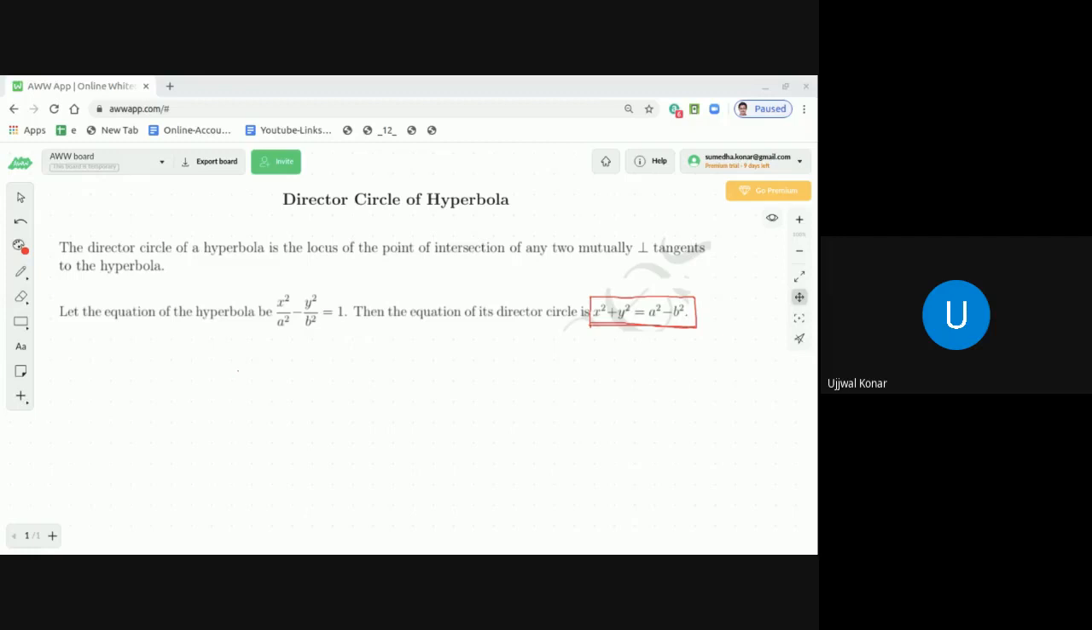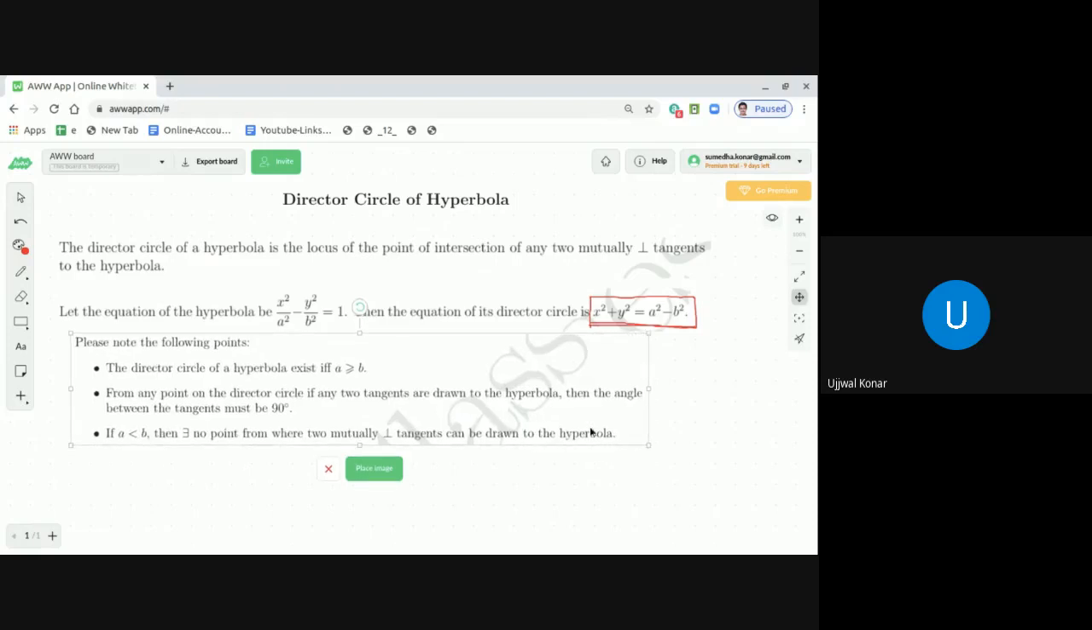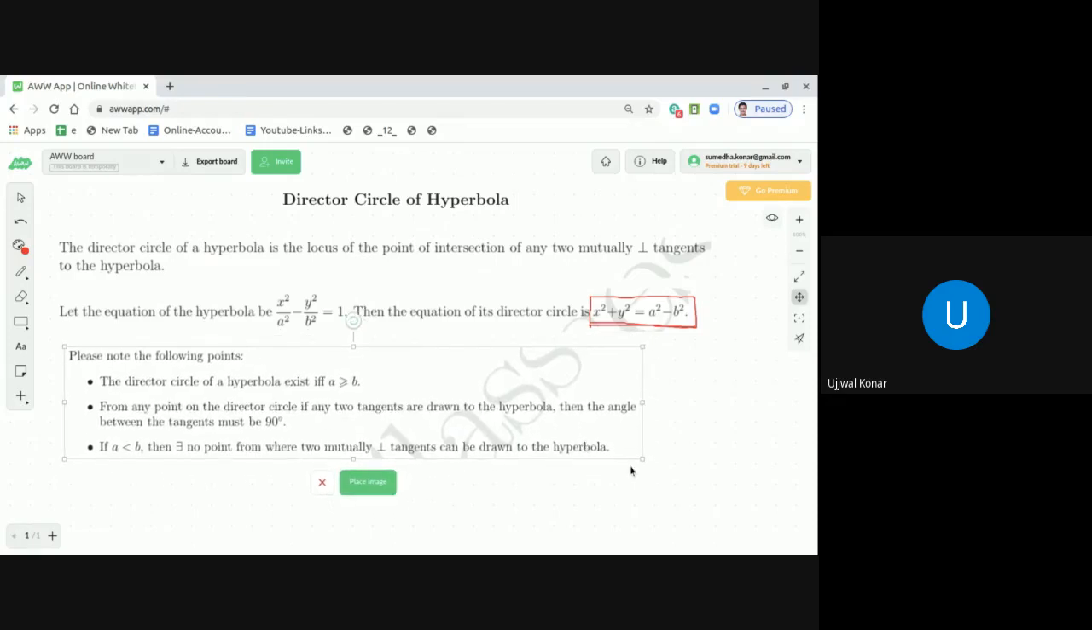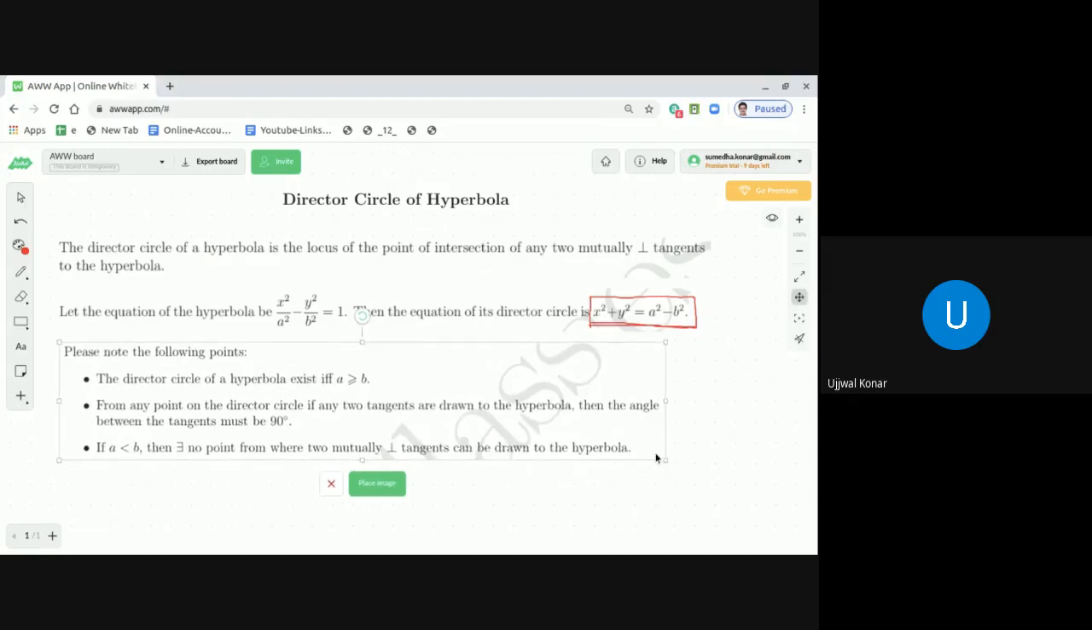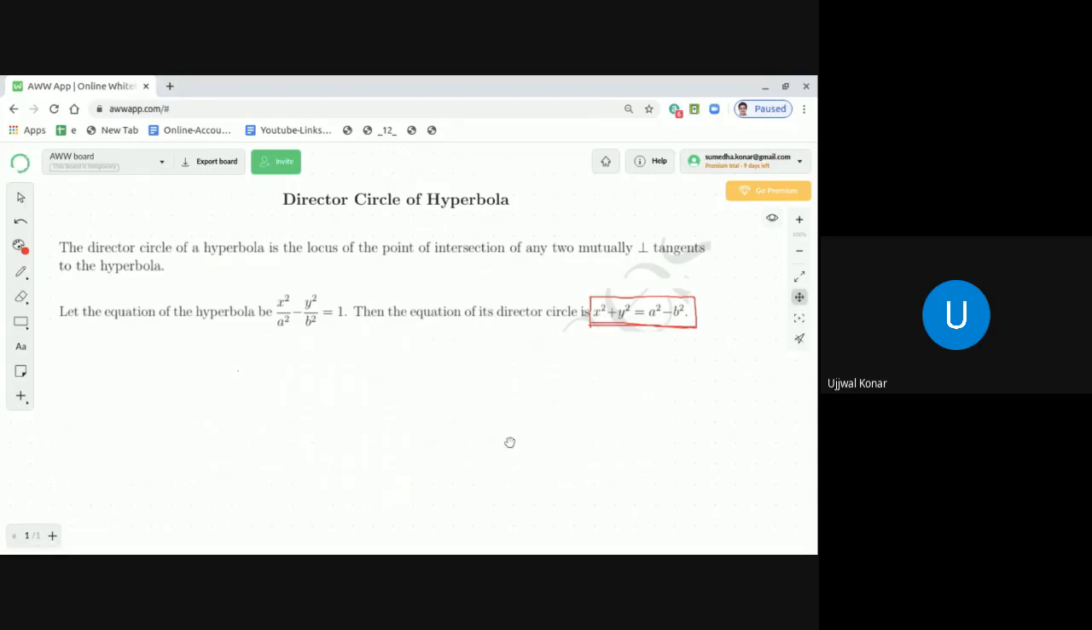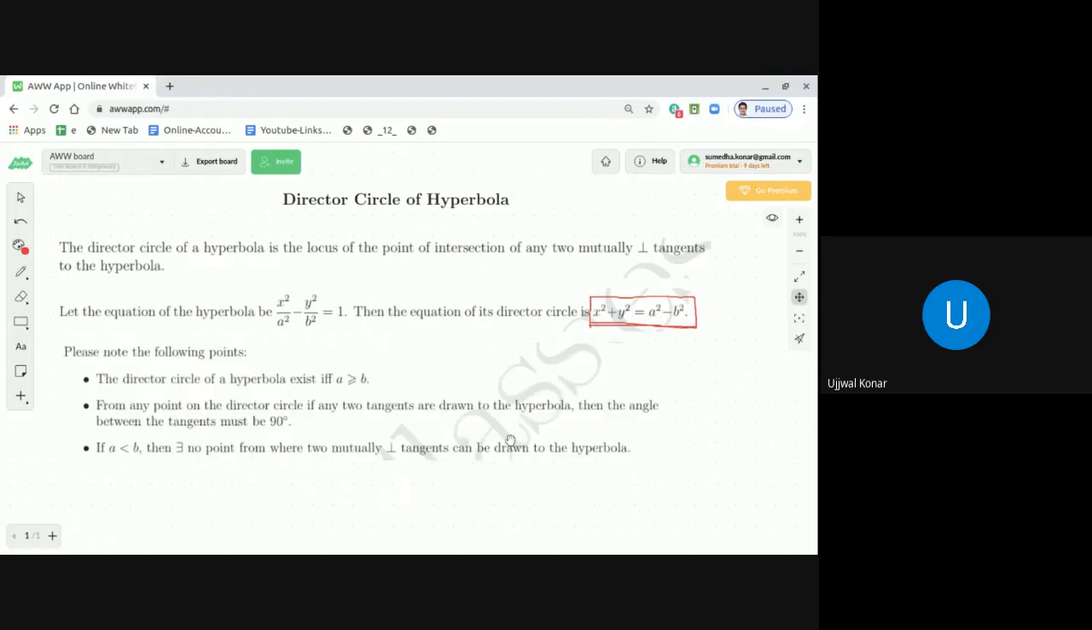There are some important points related to the director circle, and I would like to discuss those. The first point, dear students, is that the director circle of a hyperbola exists if a is greater than or equal to b. Obviously, if a is less than b, then the radius, square root of a square minus b square, is the square root of a negative number, an imaginary number, which is not possible. So the director circle exists if a is greater than or equal to b.